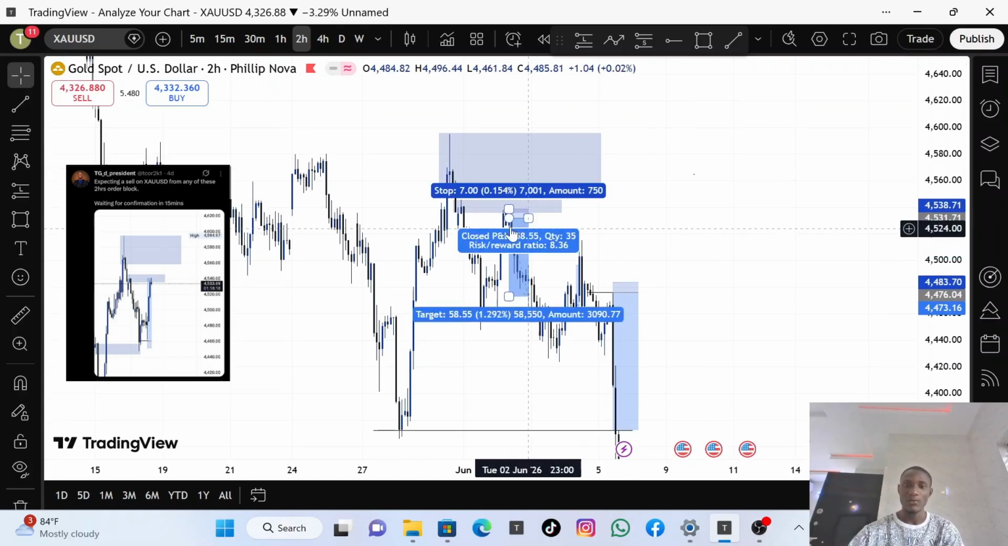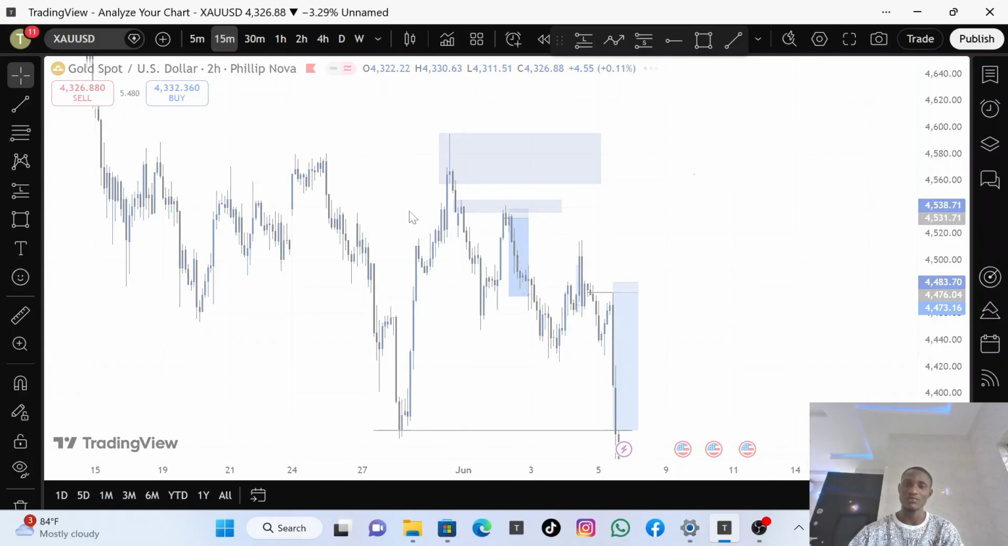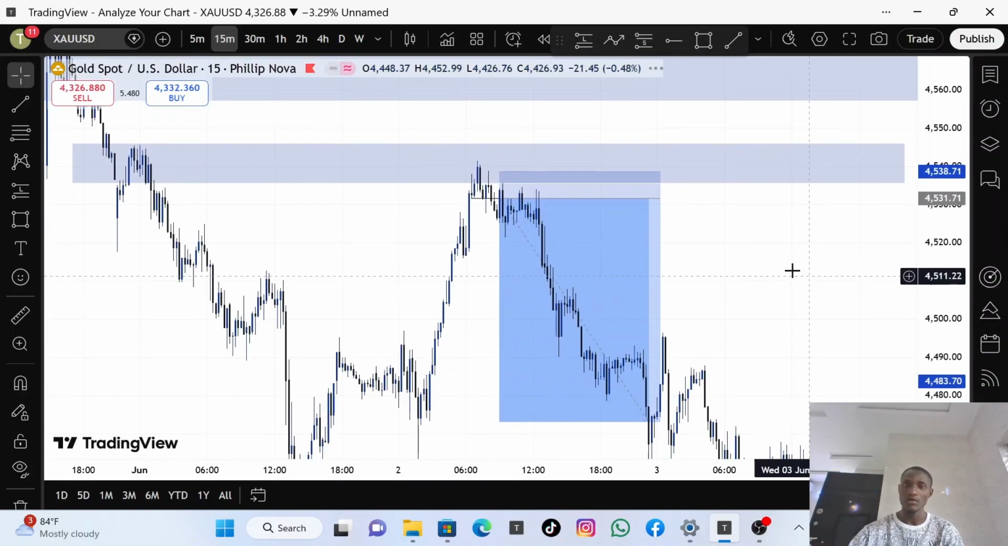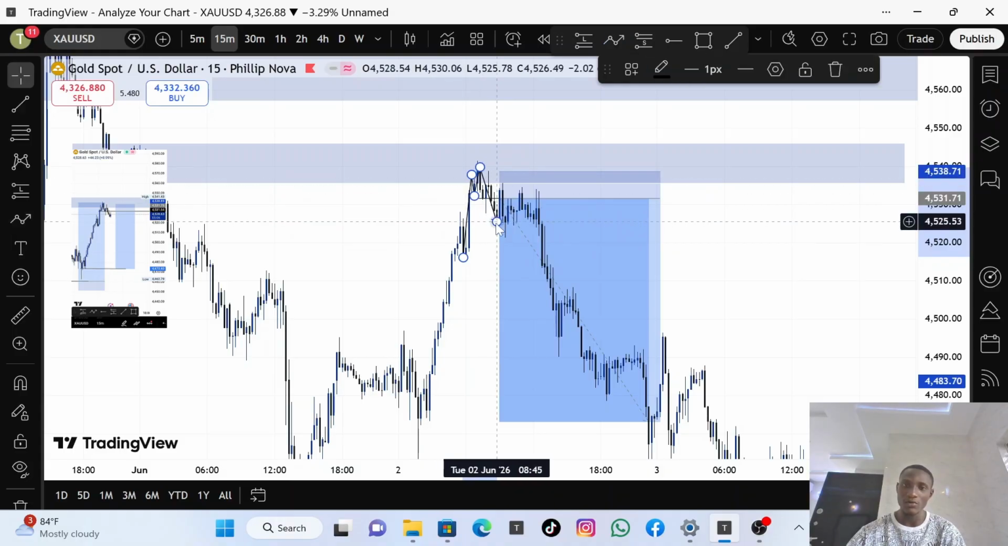And as you can see, when the market came here, I went straight to the 15 minutes time frame to look for confirmation. What I'm looking for is a break of structure. That's what I'm looking for. As you can see, the market tapped here, pulled back, broke this high again, then the market came and broke this level.